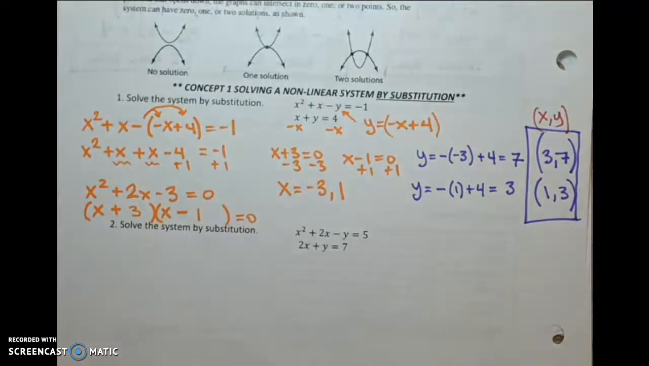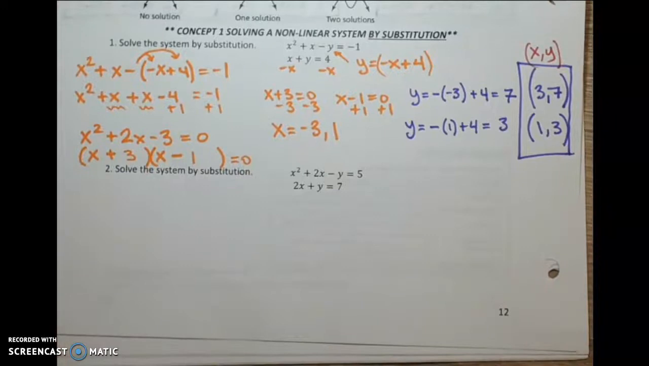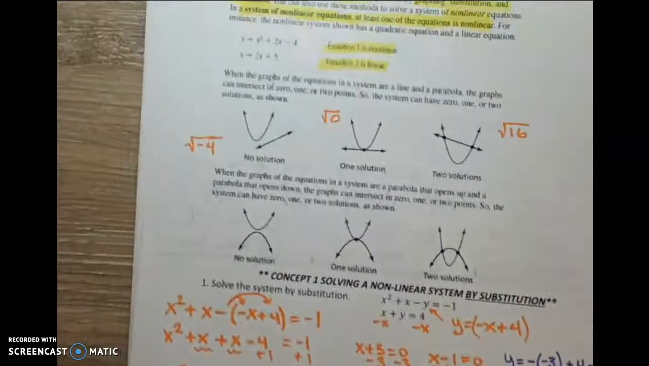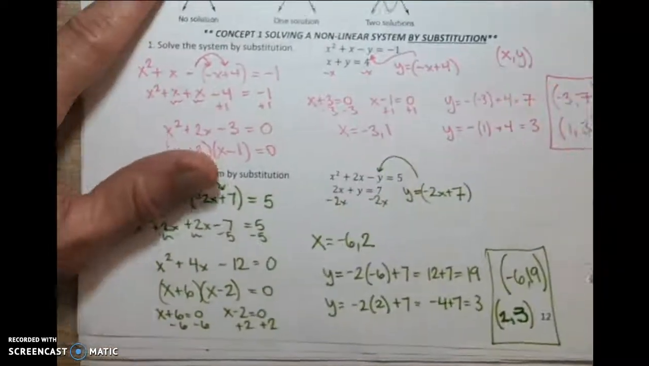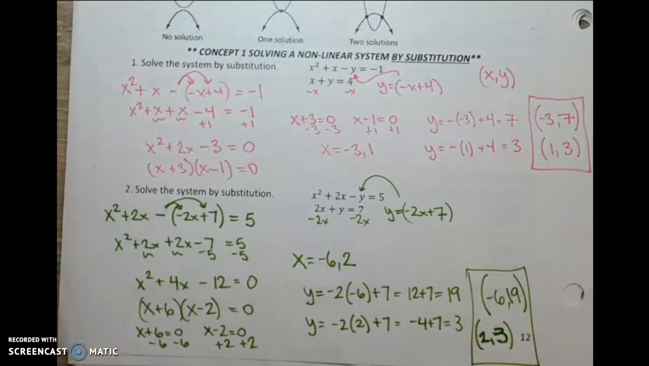Okay. Go ahead and give number 2 a try. Pause and give it a try. When you are done, unpause, and I'm going to show the answer now. Okay, so your solution here is negative 6, 19 and 2, 3. Check out that work. And then we can go on to the next concept.